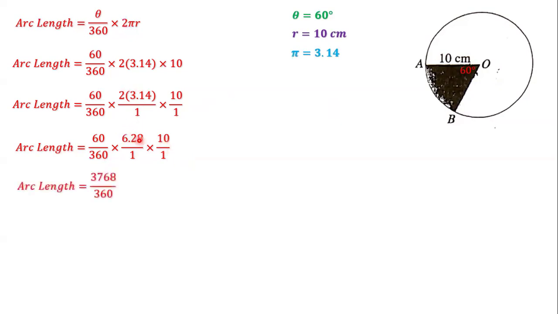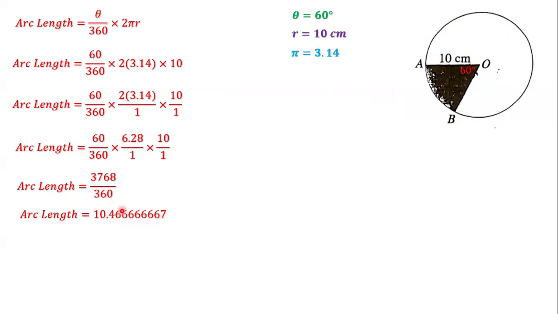Now, what we do here is we multiply everything that's on top, all of the numerators. So it's going to be 60 times 6.28 times 10, and that gives us 3,768. And we say 360 times 1 times 1, that gives us 360. And so all in all, we have 3,768 divided by 360.